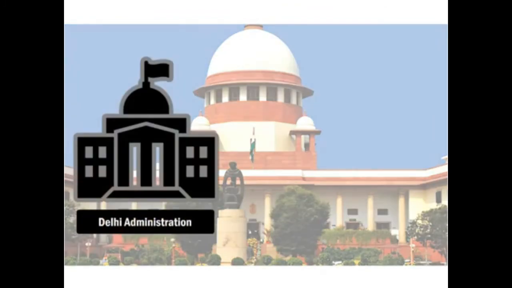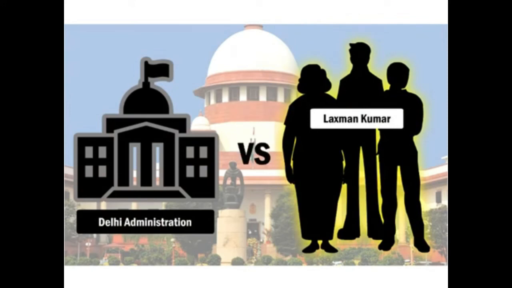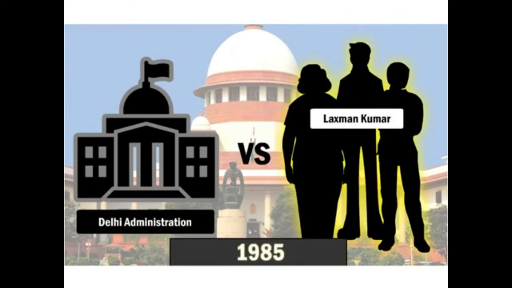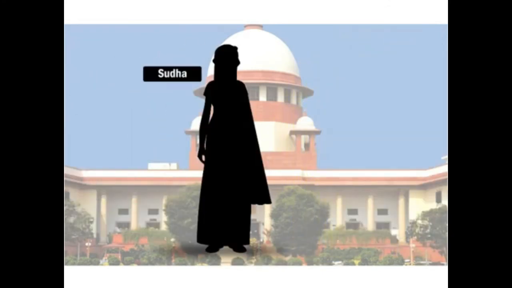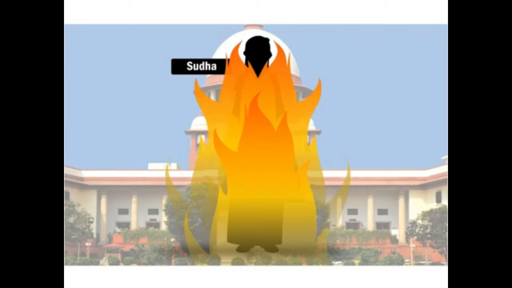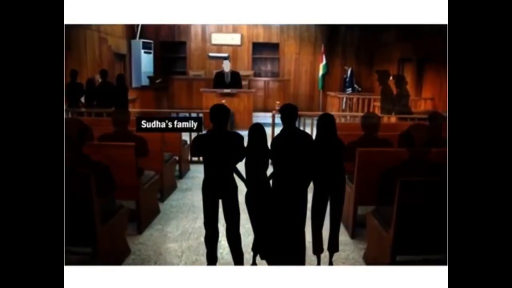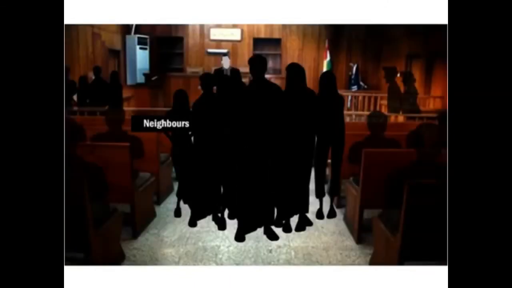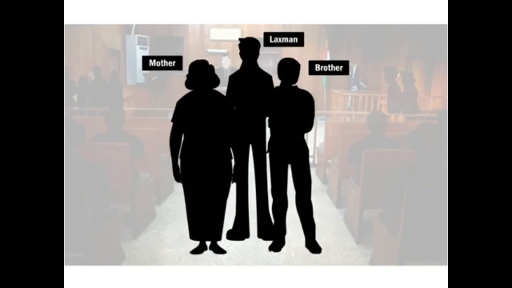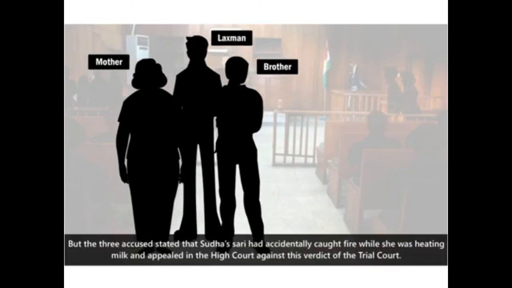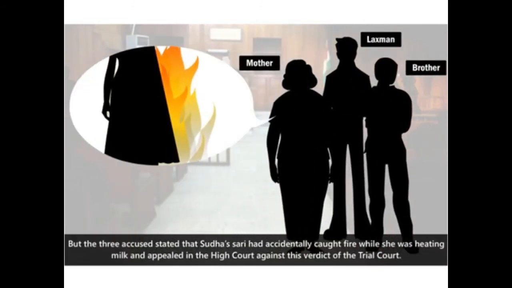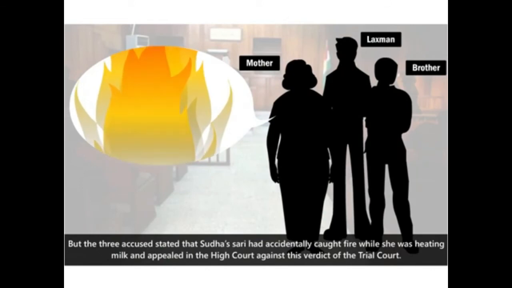This can be understood well with the case State (Delhi Administration) versus Lakshman Kumar and others, 1985. Sudha, the wife of Lakshman Kumar, died in the hospital due to burns. Sudha's family filed a case in the court. As per the evidence from the neighbors, it was proved that Lakshman, his mother and Lakshman's brother put Sudha into fire. The trial court convicted Lakshman, his mother and his brother and sentenced them to death. But the three accused stated that Sudha's sari had accidentally caught fire while she was heating milk and appealed in the High Court against this verdict of the trial court.